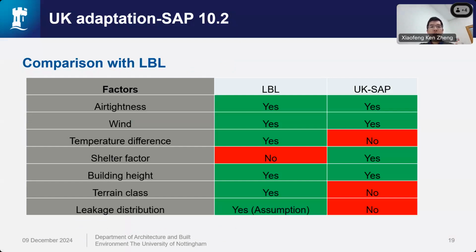This table just summarizes very briefly what sort of factors the UK approach considers when estimating the infiltration. You can see the temperature difference, the terrain class, and the leakage distribution are not really considered in comparison with the LBL model. And to be honest, I'm not 100% sure about the filter factor here. Maybe someone can tell me later. I didn't find any information in that aspect.